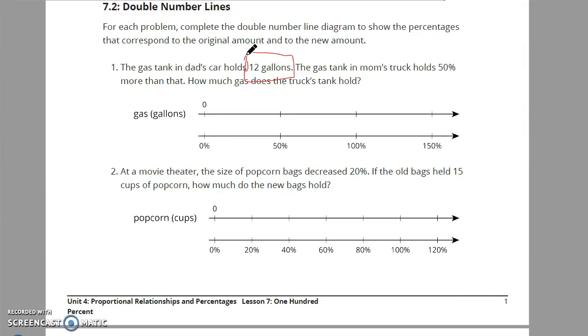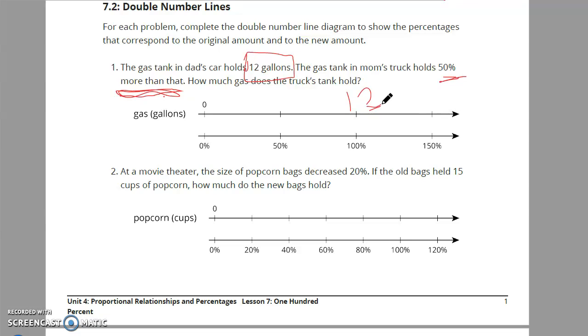The gas tank in Mom's truck holds 50% more than that. See the "more"? That's the key word. How much gas does the truck tank hold? So, Dad is 12 or 100%. Now Mom has 50% more.